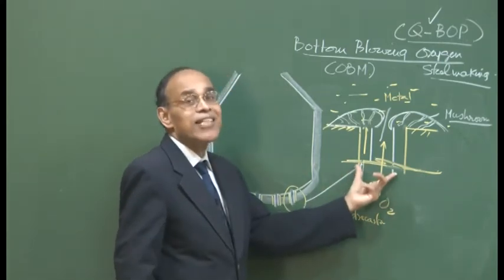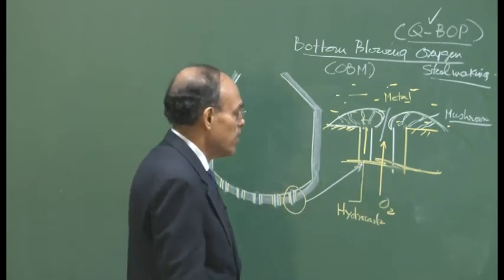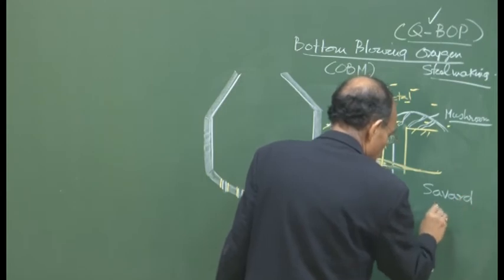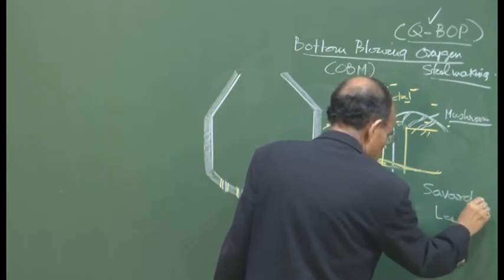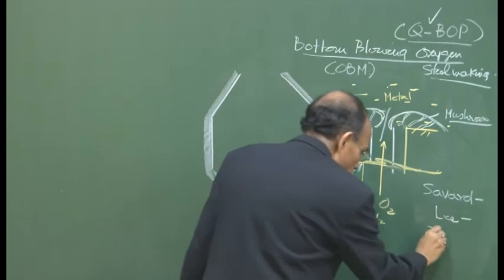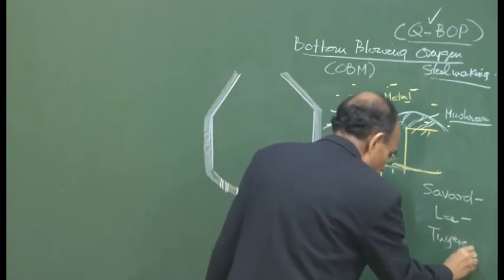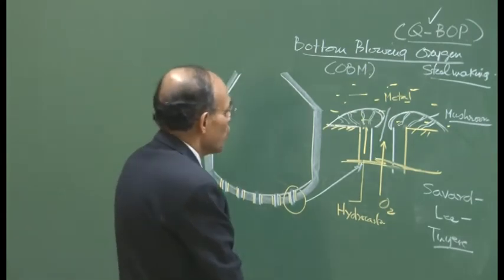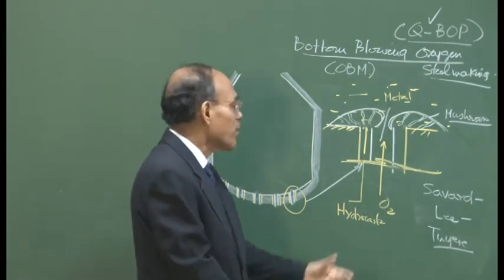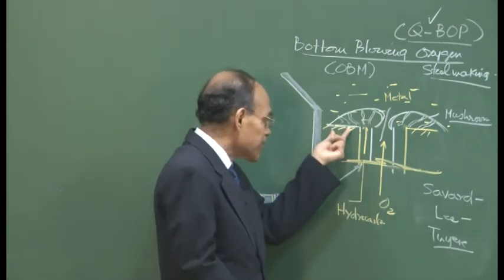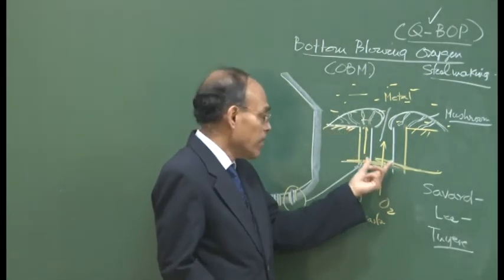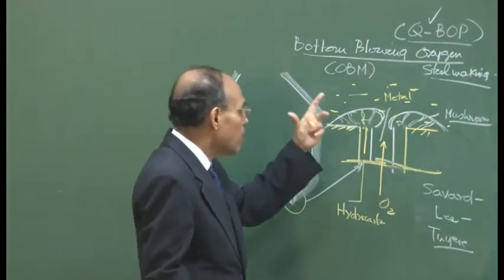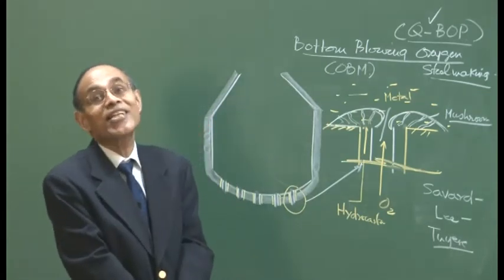So, this has really solved the problem. This is also known as the Savard-Lee tuyere, after two scientists, okay, who... that hydrocarbon could be blown. It was a great solution to an existing industrial problem, and this not only protected the refractory, but also protected the tuyere to a large extent, making the oxygen steel making process really commercially viable.